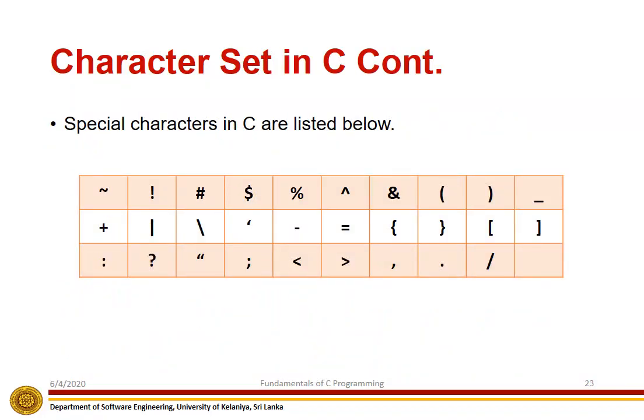Here you can see the special characters in C: tilde, exclamation mark, hash, dollar sign, percentage mark, caret, ampersand, asterisk, left parenthesis, right parenthesis, underscore, plus sign, vertical bar, backslash, apostrophe, minus sign, equal to sign, left brace, left bracket, right bracket, colon, question mark, quotation, semicolon, opening angle bracket, closing angle bracket, comma, period, and slash.